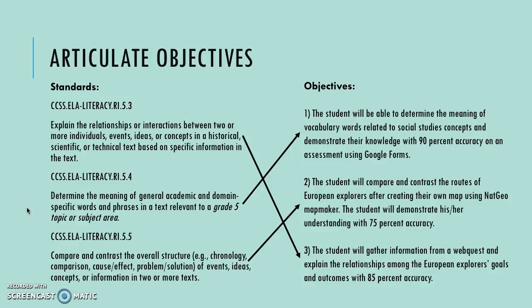The next standard is about vocabulary, which students will be using Quizlet and other iPad applications, and they will be assessed using Google Forms. The last standard is comparing and contrasting. So this is one that will be addressed towards the end of the unit as students compile all of the information that they have learned about the European explorers' routes, their goals, and the outcomes of their journey.